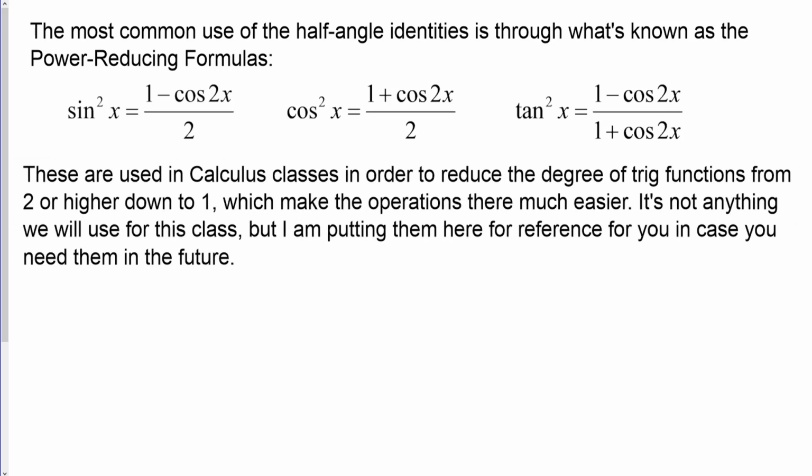These are used in calculus classes in order to reduce the degree of trig functions from 2 or higher down to 1, which makes the operations there in that course much easier. It's not anything that we will use for this course, but I'm putting them here for your reference in case you need them for the future. As we were solving for the half-angle identities, we came across this particular step right here before we took the square root of both sides. So it is the same thing as the half-angle identities, just solved at a different point. But they will become useful later on.